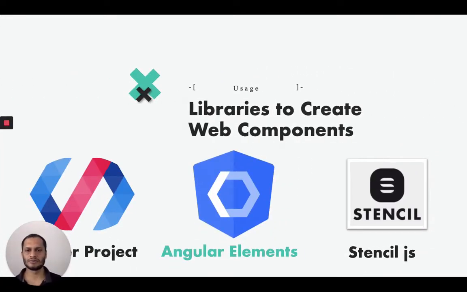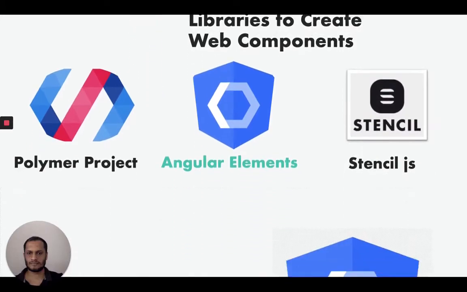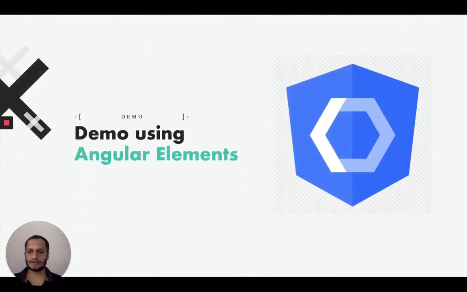Even though web components can be written using vanilla JavaScript, there are some libraries to make it even easier to create. Some examples include the Polymer project, which was developed by Google, and Stencil.js, and finally Angular Elements, which was also written by Google to help Angular applications adopt web components. To demonstrate creating a web component, I will use Angular Elements.